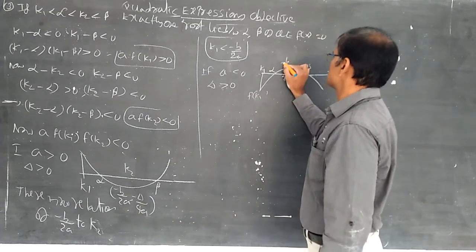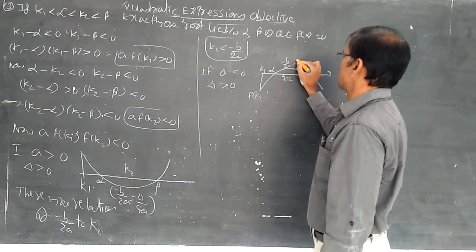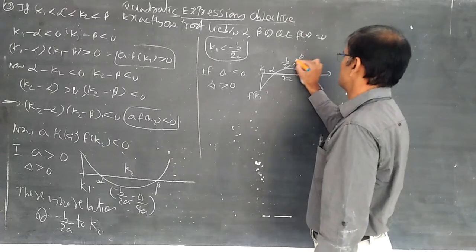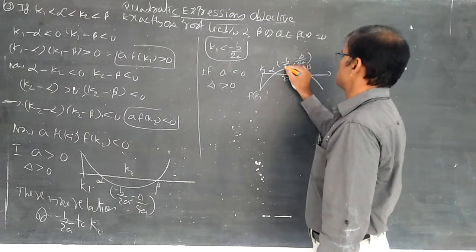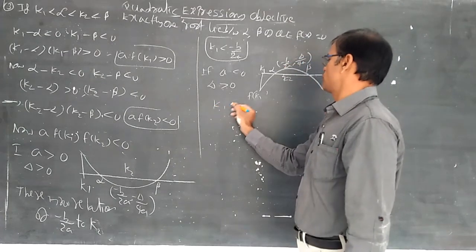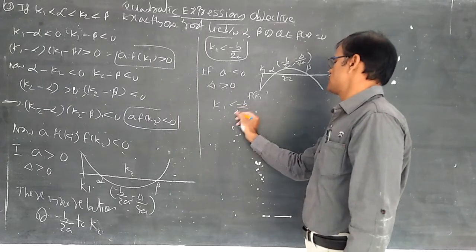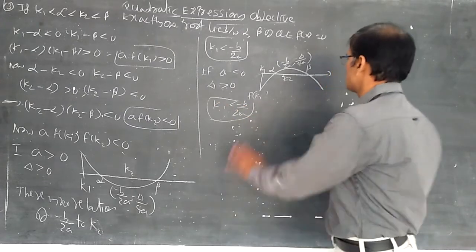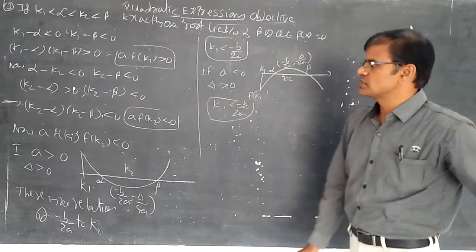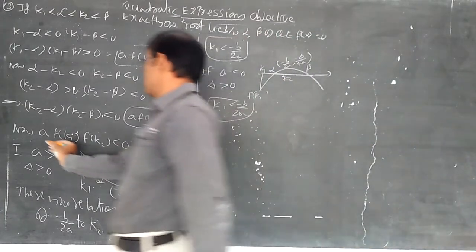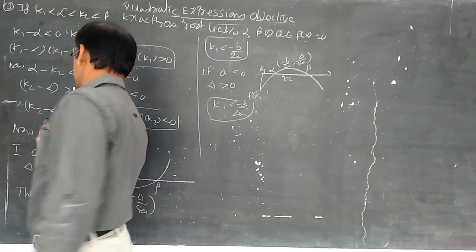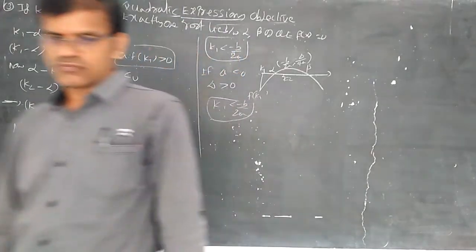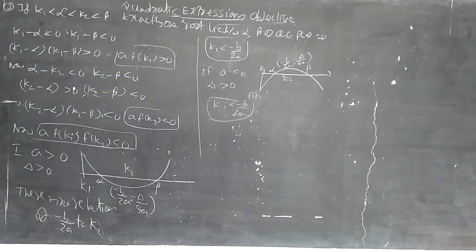Here minus b by 2a comma minus delta by 4a. Of course k1 is less than, not greater than, minus b by 2a. You can write delta greater than 0. And the condition is that a into f of k1 into f of k2 is less than 0. A into f of k1 into f of k2 less than 0.